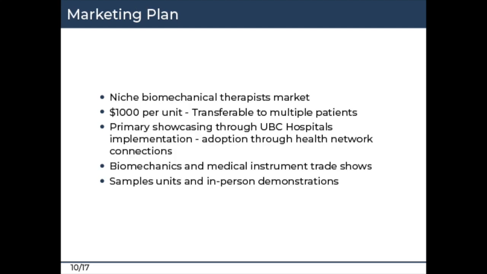Moving into our marketing plan, we have a niche biomedical therapist market. As such, our primary showcasing will be through the UBC Hospital's implementation because we're working with them to develop our product. So adoption will most likely be through the health network that UBC Hospitals has connections with. We're looking to sell our unit for $1,000 per unit, and even if certain hospitals are on a tight budget, these units can be transferred to multiple patients as long as they're sanitized before use.